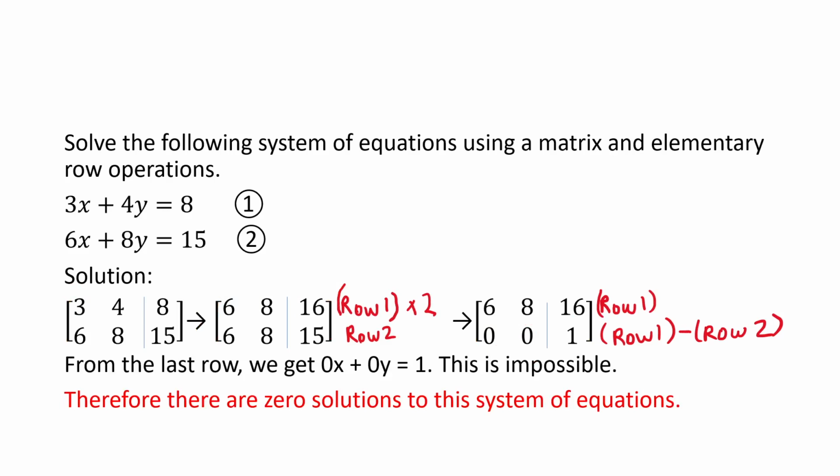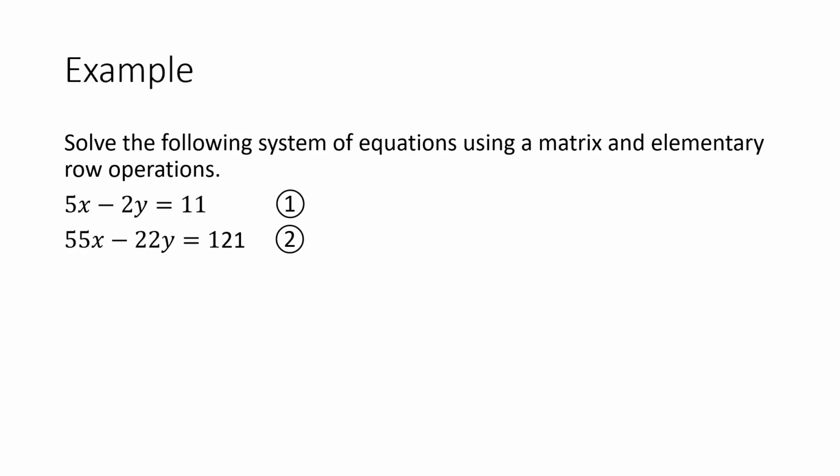That's impossible. No matter what value of x you have, 0x will be 0, and no matter what value of y you have, 0y will also be 0. So to say 0x plus 0y equals 1 is impossible, so that means there are no solutions to that system of equations. It's an inconsistent system.